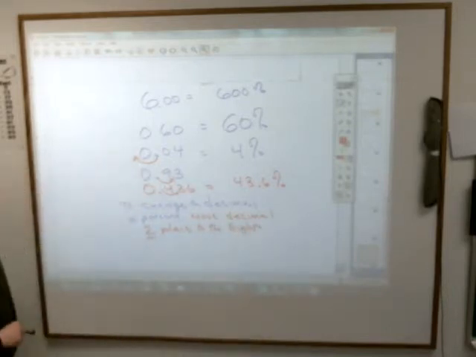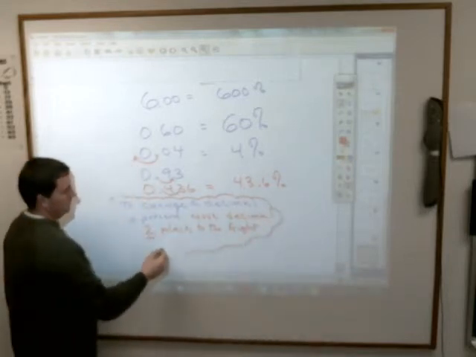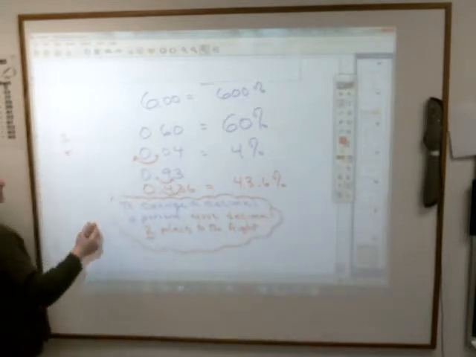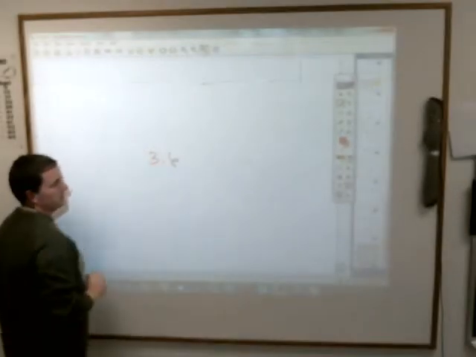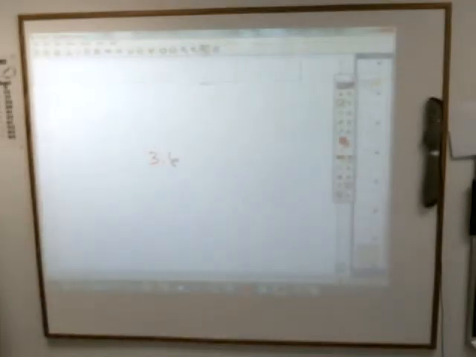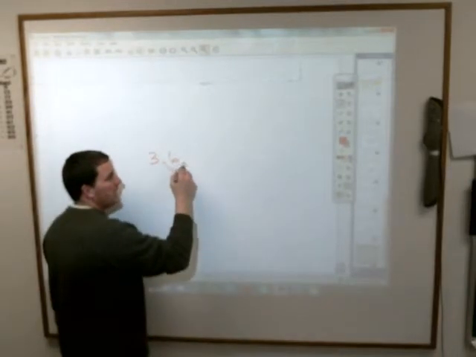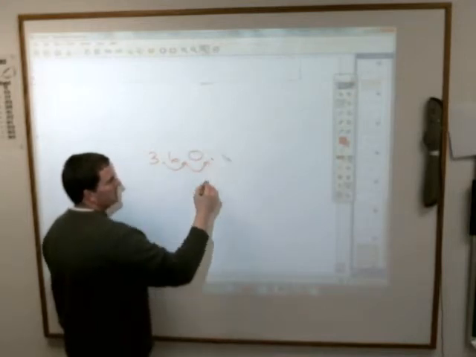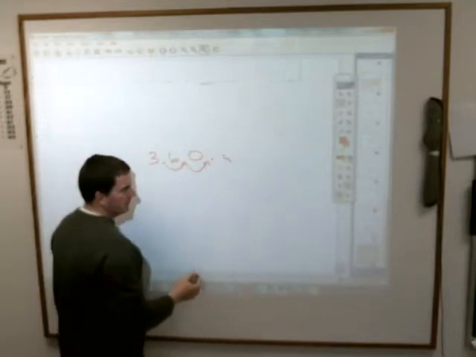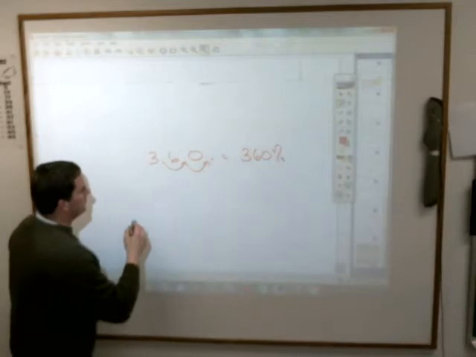That will change any decimal you know or could say into a percent. If you have 3.6 as a number, what percent is 3.6? Well, I know the simple little rule is to move the decimal 2 places. That puts it way over here. What percent is 3.6? Evan? 360%.